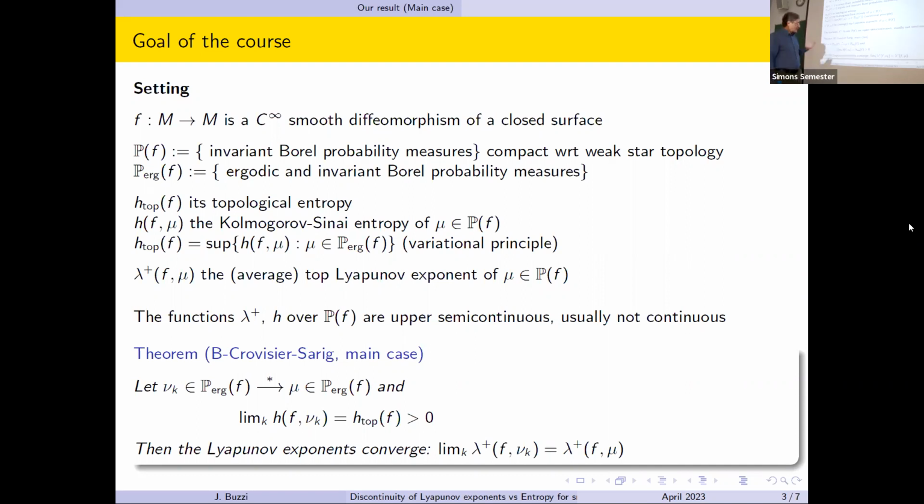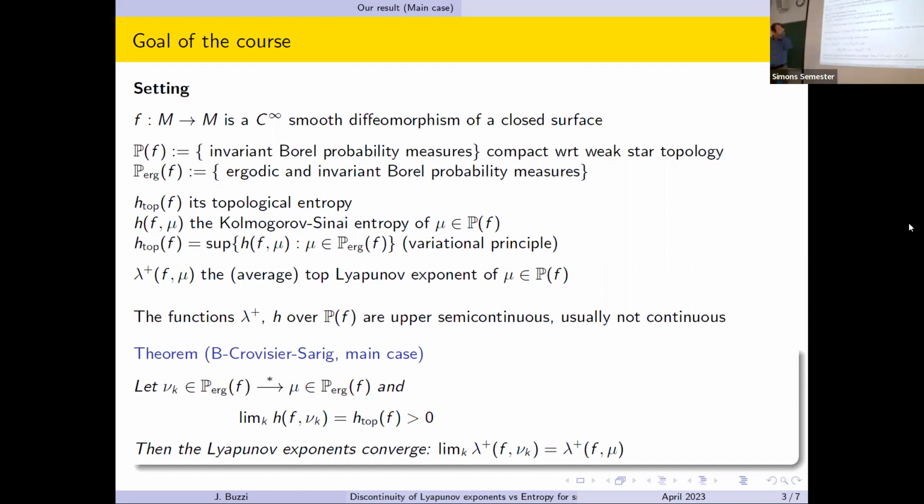Well, what you know is that it's always semicontinuous. So the exponent of the limit is bigger than the limit. This is what I guess. Yeah, this is what we will see once I recall some definitions and some basic results, why this is true. So here what happens is that it's not true in general, it's conditional on the fact that the entropies converge, then you actually achieve the Lyapunov exponent of the limit.